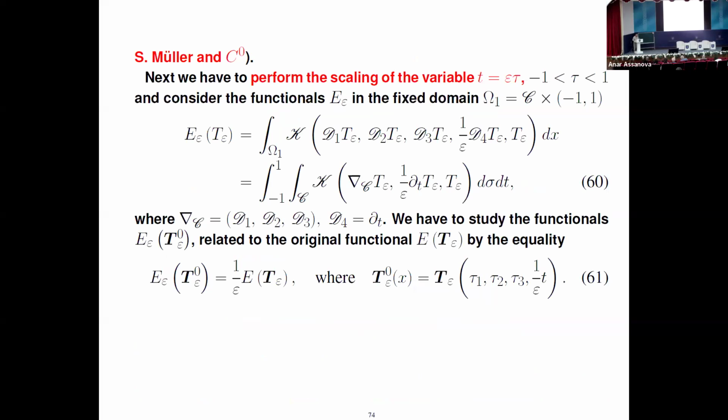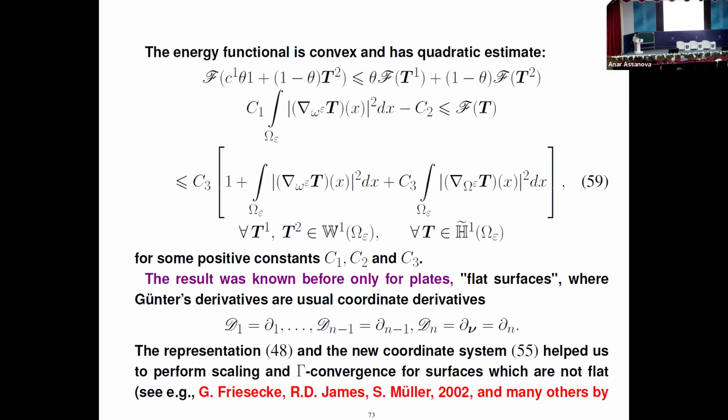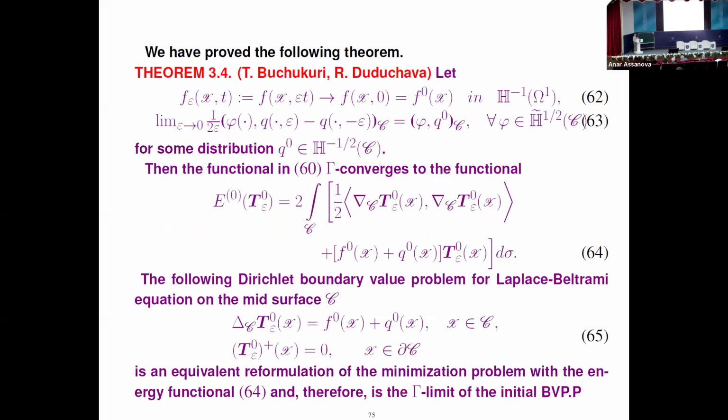Next, we have to perform the scaling of the variable. Yes, I told you, t is equal to epsilon tau, and now tau is between -1 and 1. Write everything here, divide by epsilon, and then we send epsilon to 0. Here is the division, 1 over epsilon, the energy functional divided by epsilon. And now we can go to the limit. Well, it's not quite an easy process. The proof is on several pages. But the result is that this limit exists.